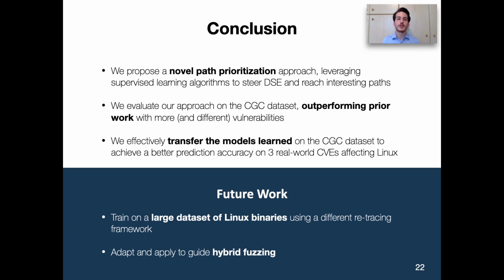As future work, we believe that it would be interesting to train SyML on a large dataset of Linux binaries, using a different retracing framework to allow scaling to Linux x86. It would also be interesting to adapt and apply this approach to guide a hybrid fuzzing engine, which could be, in general, more performant than a pure dynamic symbolic execution engine.